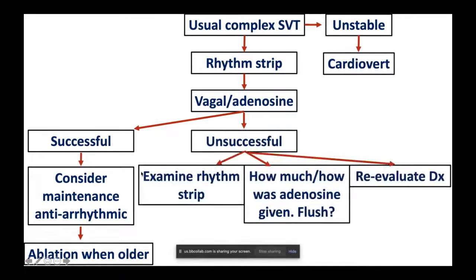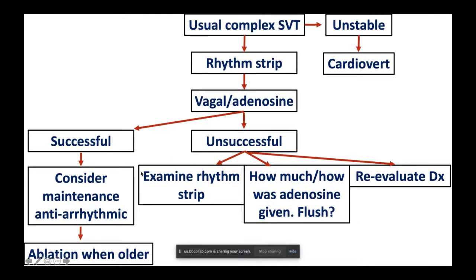However, this is the important part. If adenosine is unsuccessful, examine the rhythm strip. What happened? Do you have subtle clues when you give adenosine? Big question: how much adenosine was given? Was the appropriate dose given? And how was it given?